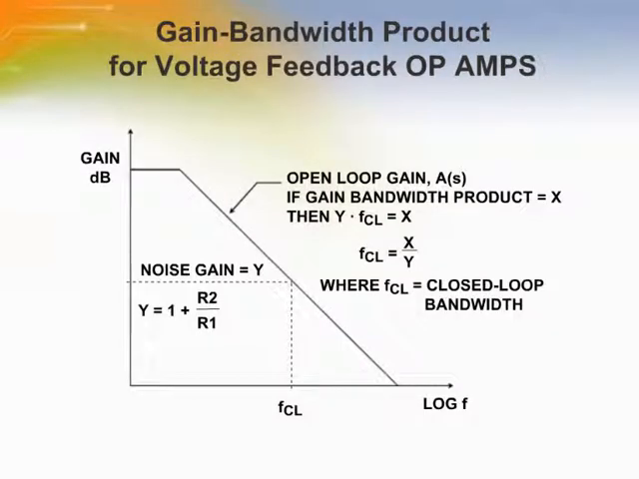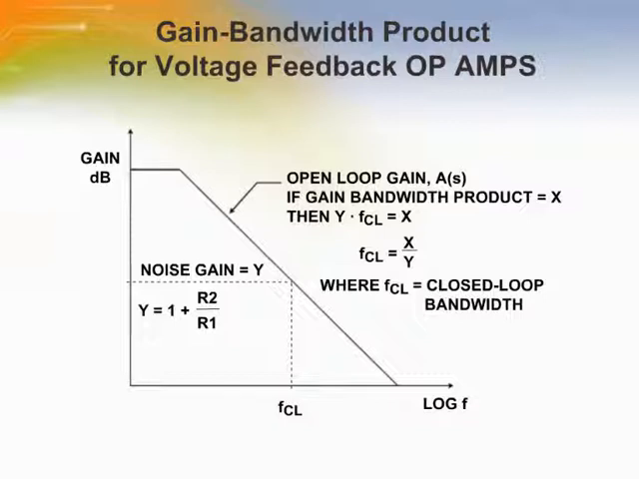This is the classic gain versus frequency plot on a log-by-log scale for VFB op-amps. If the op-amp has a single pole response, which by the way is desirable for good transient response and stability, then the open loop transfer function A(S) rolls off at 6 dB per octave above the corner frequency. The noise gain, 1 plus R2 divided by R1, intersects the open loop gain at the closed loop bandwidth f_CL.